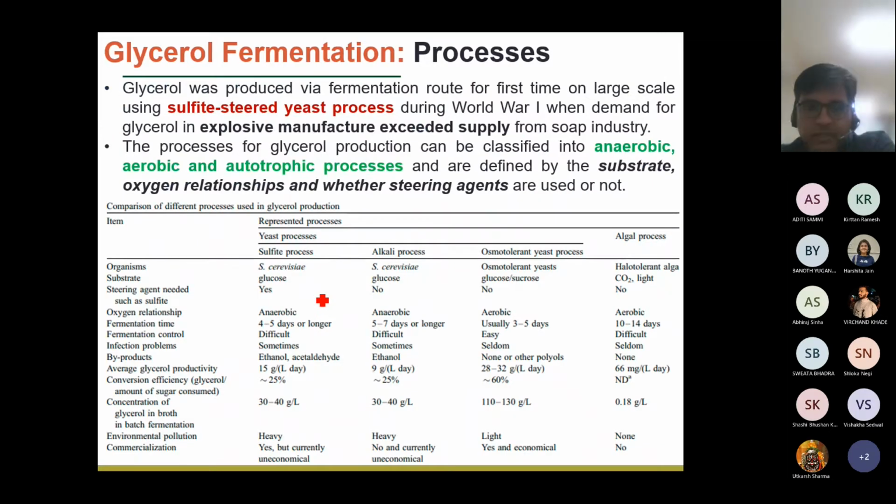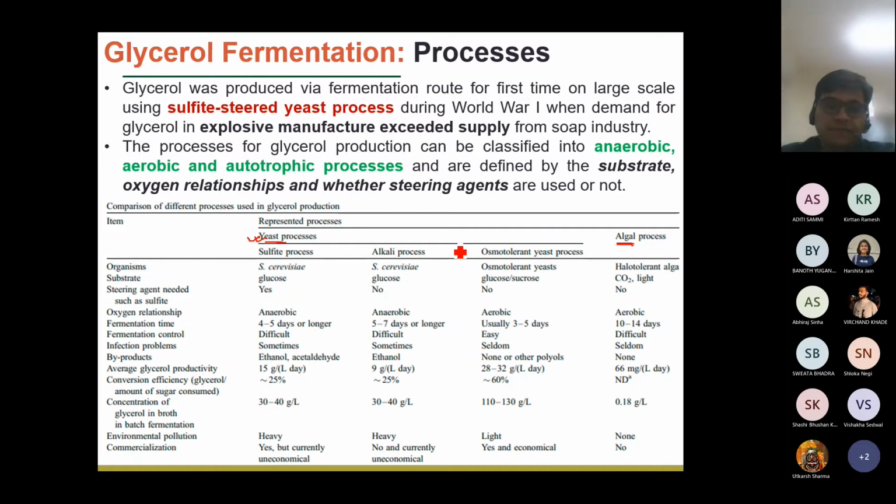Okay, now let us look into the different processes that we talked about. There are basically four processes, and if we consider yeast, either yeast are used generally for the production, or some algal biomass can be used for the production of this glycerol.